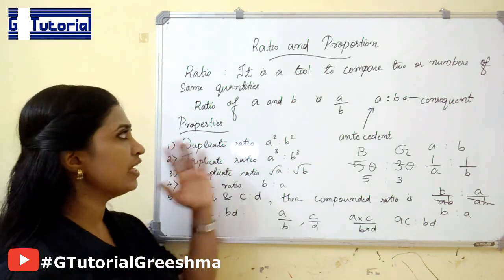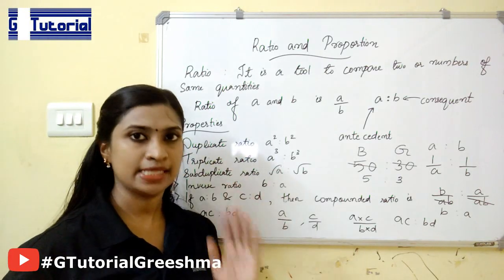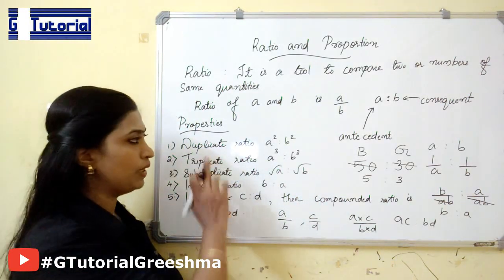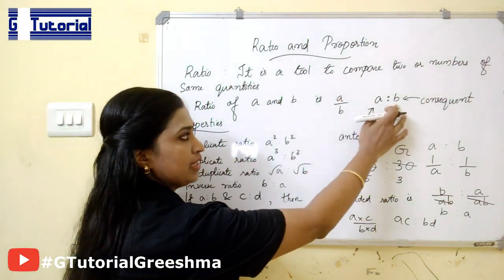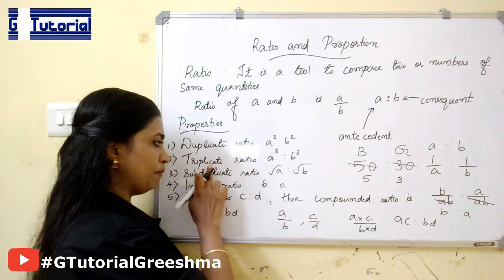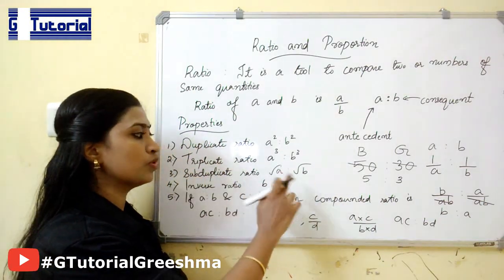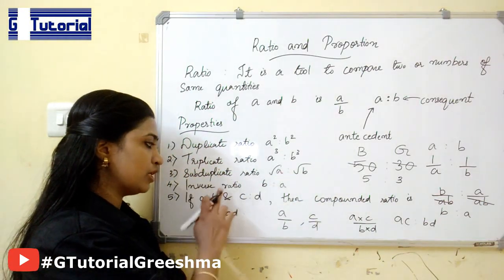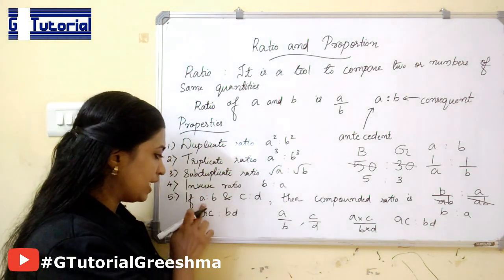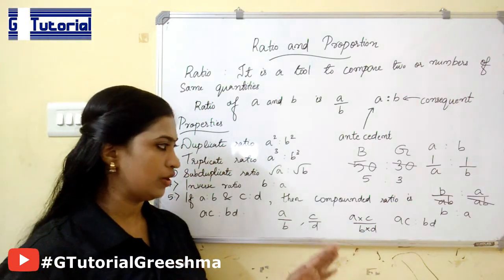So I think you are clear with the concept of ratio. Ratio should always be formed between same quantities. Then you have to understand each of these terms. Duplicate ratio means if A is to B is any ratio, then square of that is the duplicate ratio. Cube is a triplicate ratio. Square root of those is a subduplicate ratio, and inverse ratio is B is to A, and the compounded ratio of A is to B and C is to D is AC by BD, or AC is to BD.